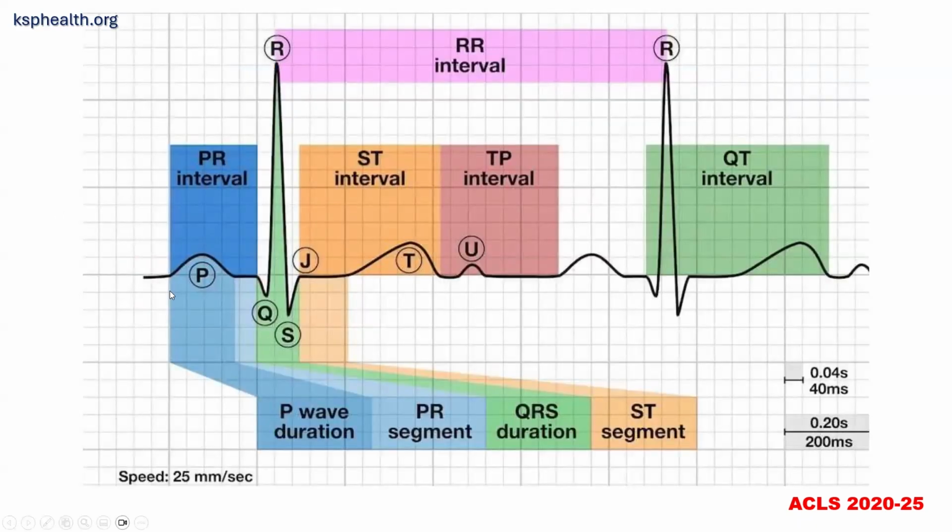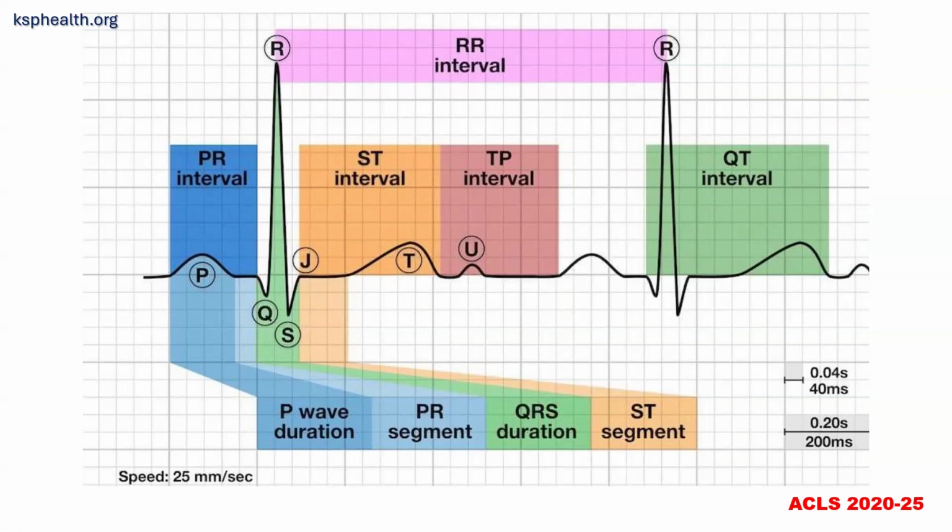This EKG shows P wave, QRS complex, T wave, U wave, that is another wave. So the PR interval is defined as the start of the P wave to the start of the Q wave. The P wave duration is the start of the P wave to the end of the P wave. The PR segment is the end of the P wave to the start of the Q wave. The QRS duration is the start of the Q wave to the end of the S wave.